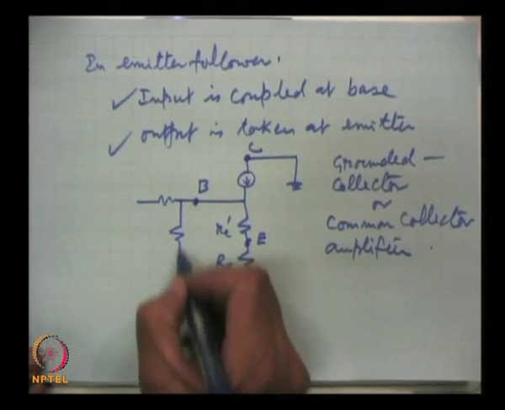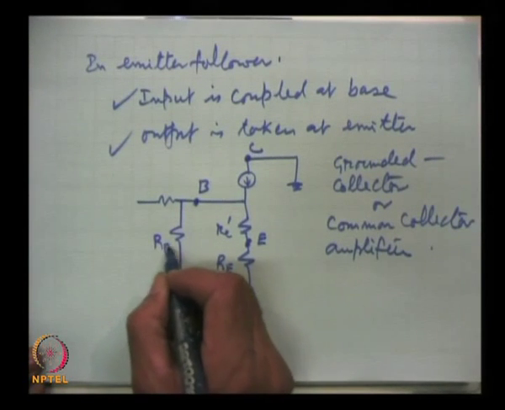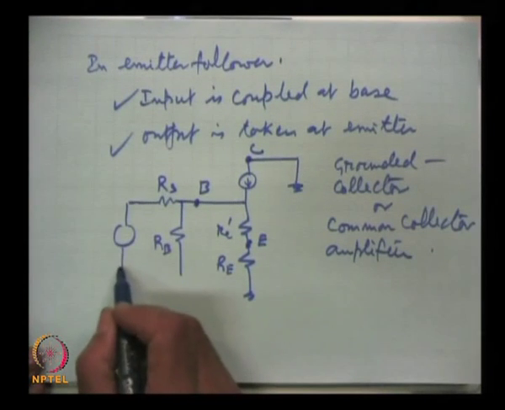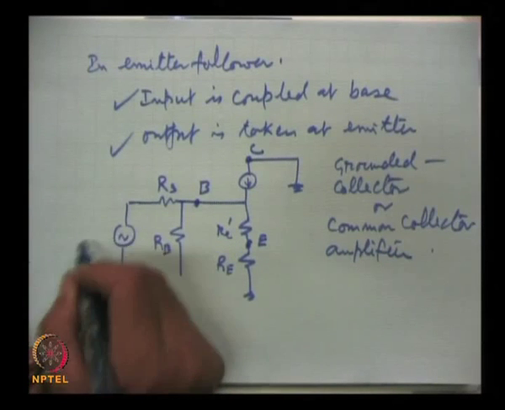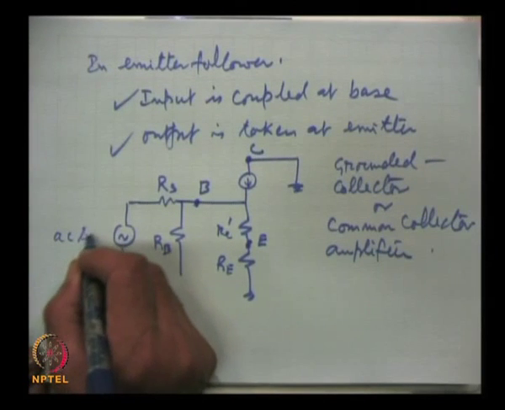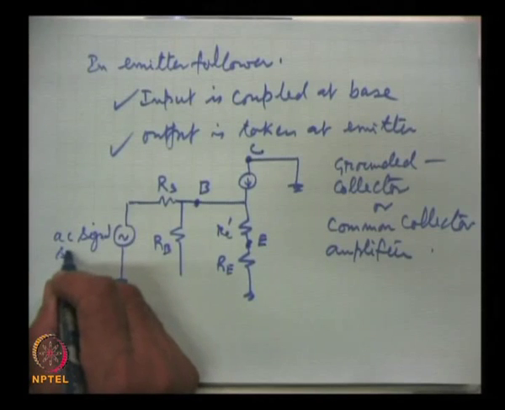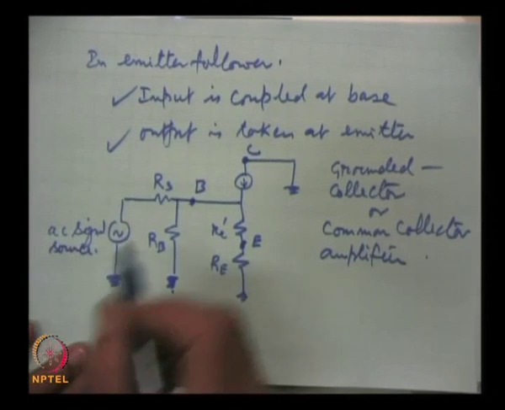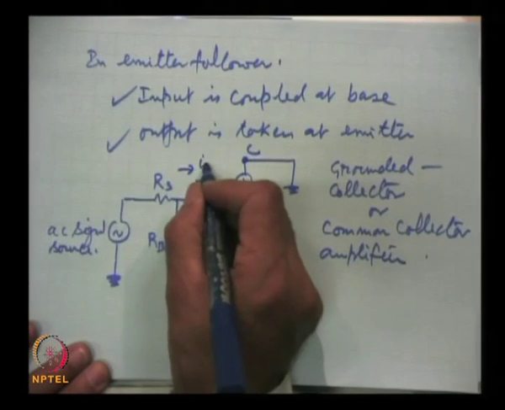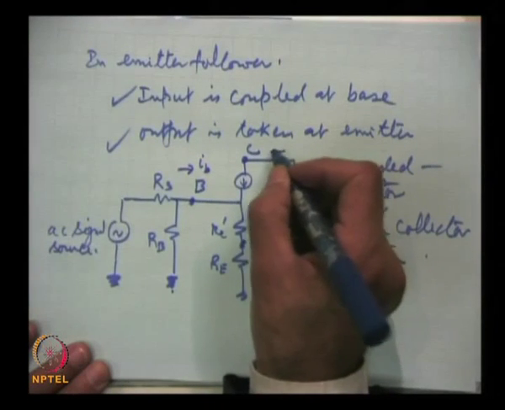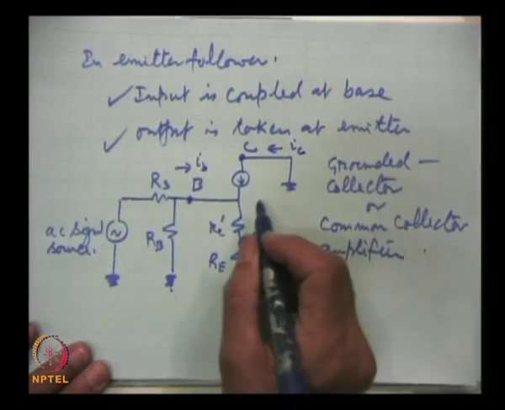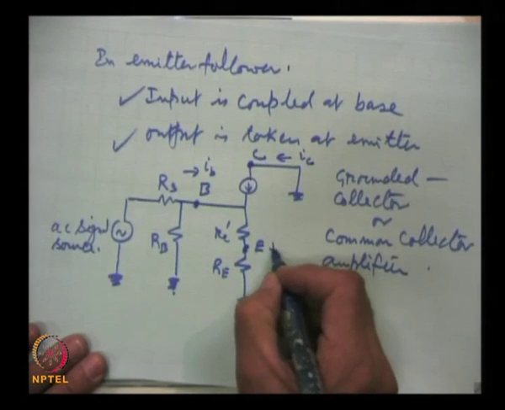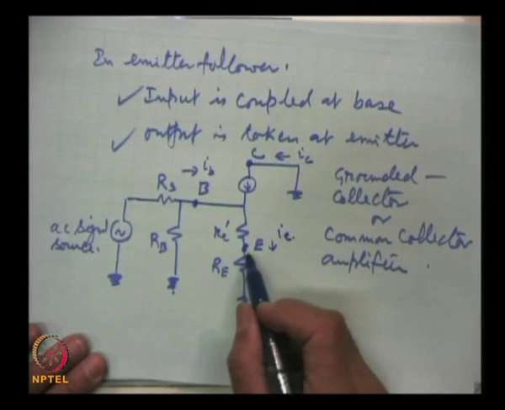And this is R b, the source resistance of the signal source, and this is the AC signal source. Now, here the current I b is flowing, this is I c, and here this is I e. And we are taking output here.